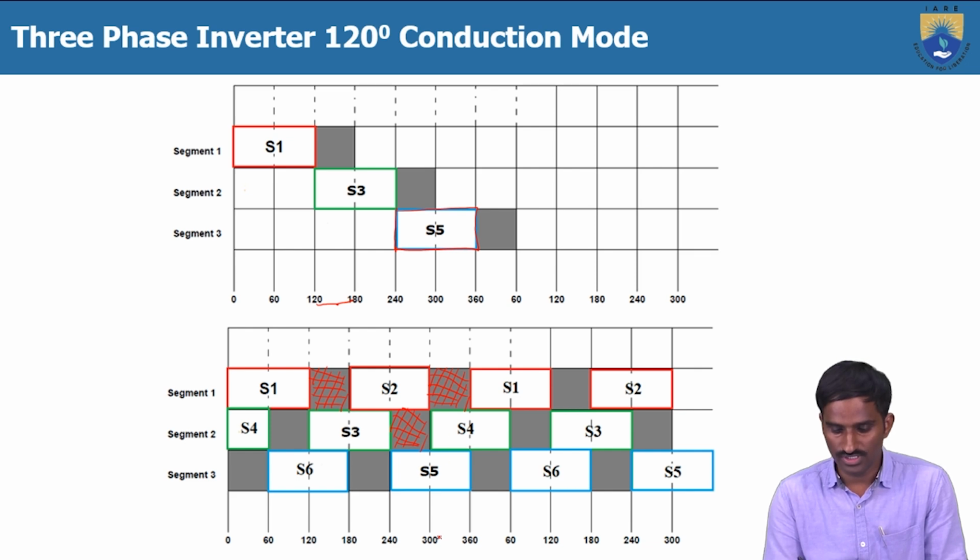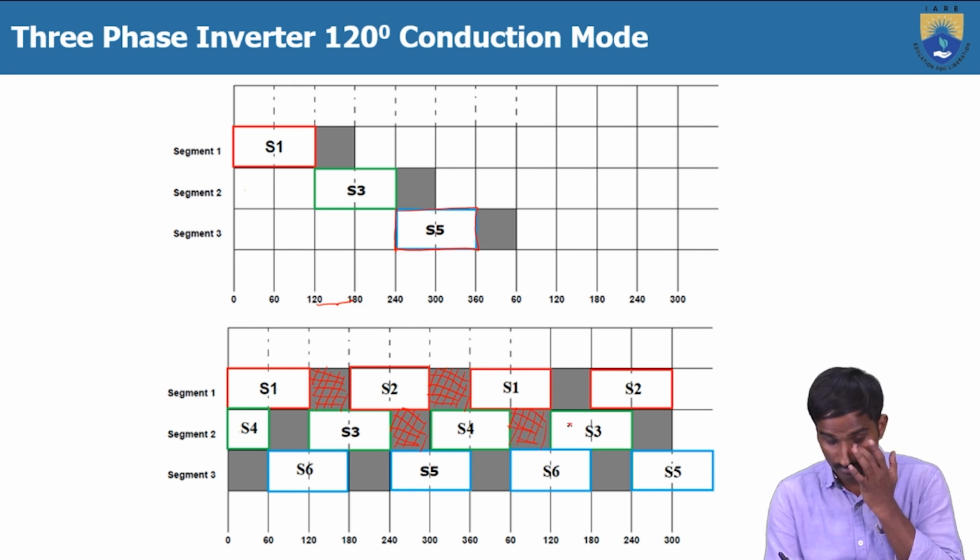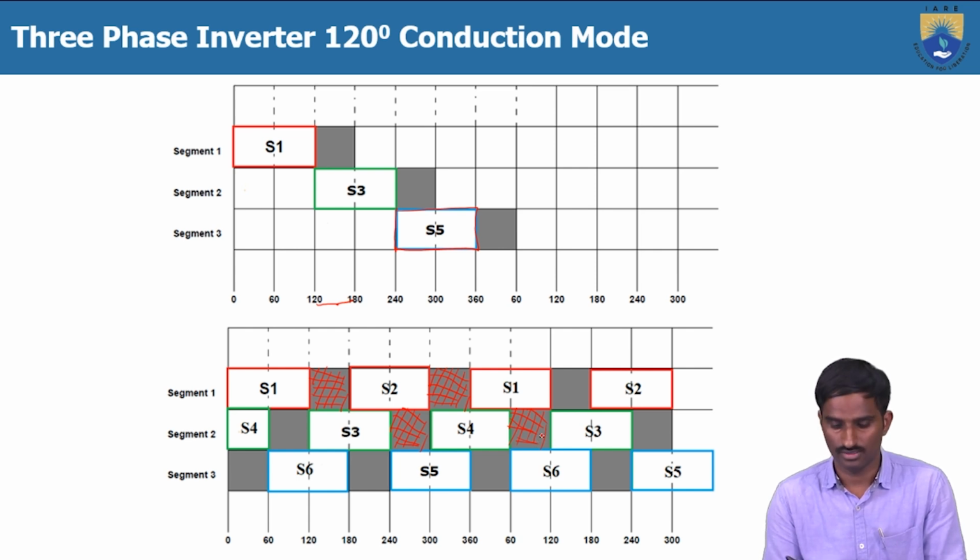Then S4 starts conducting at 300. So after 180 degrees, which is 300 plus 180, again it is 420. So at 420 again S3 will start conducting. But in between, what is that? 360 plus 60? It is 420. So during this period, again no thyristor will conduct, right?